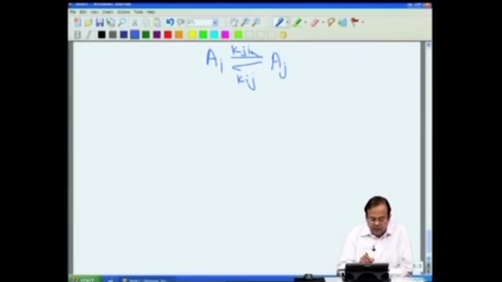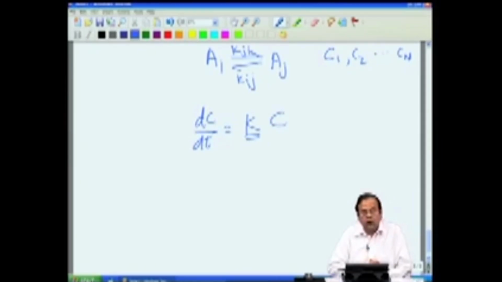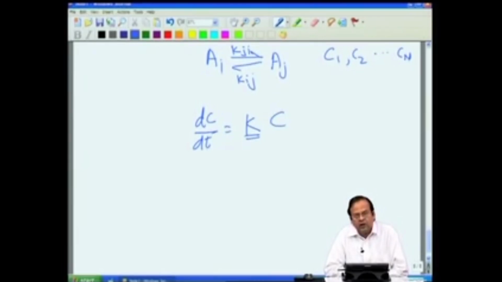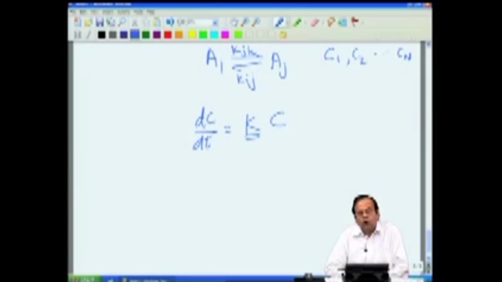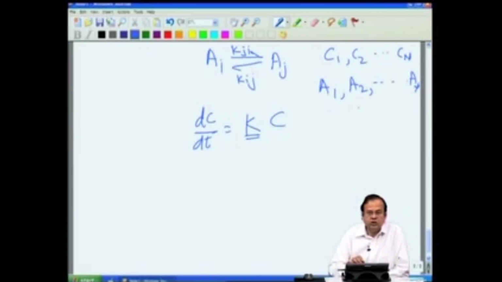I know that I can define the species concentrations as C1, C2, Cn and write dC/dt in vector form as the reaction rate constant matrix K times C. We just now saw what this reaction rate constant matrix is, so we need not spend time on that. Now, what am I trying to do? I have species A1, A2, A3, An. I am trying to see whether I can lump some of these species into a hypothetical species A1 hat.